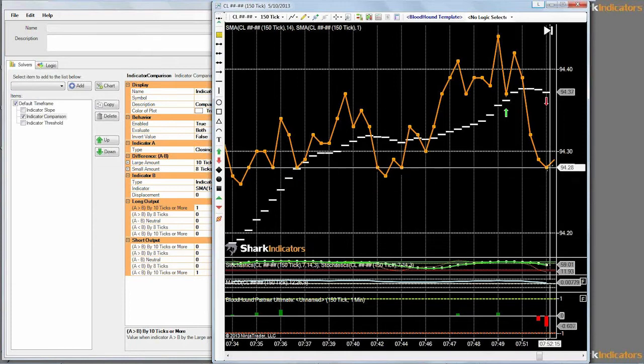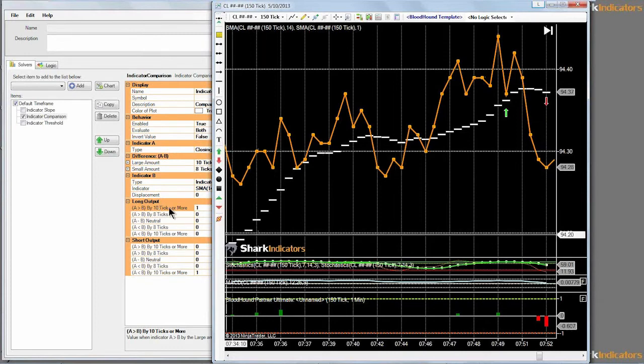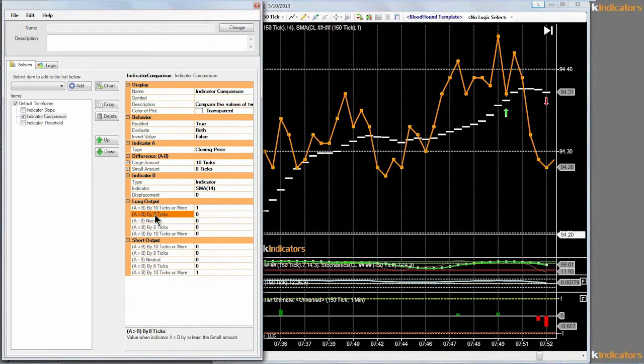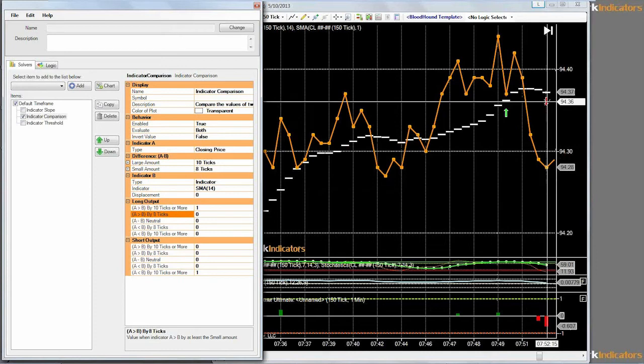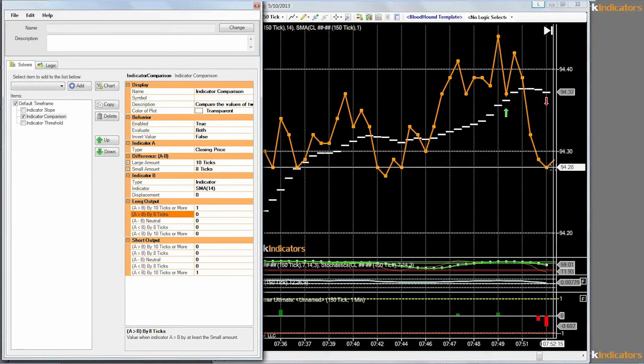We can see this 9-tick difference, and remember, NinjaTrader is rounding off these flags. So this difference between the SMA and the closing price is just over 9 ticks, and I know that because our solver's output is at 60%. 9 ticks is exactly halfway between 8 ticks and 10 ticks, so 9 ticks would be a 50% confidence. But we're at 60%, so that tells me the difference between our two data sets is just over 9 ticks.